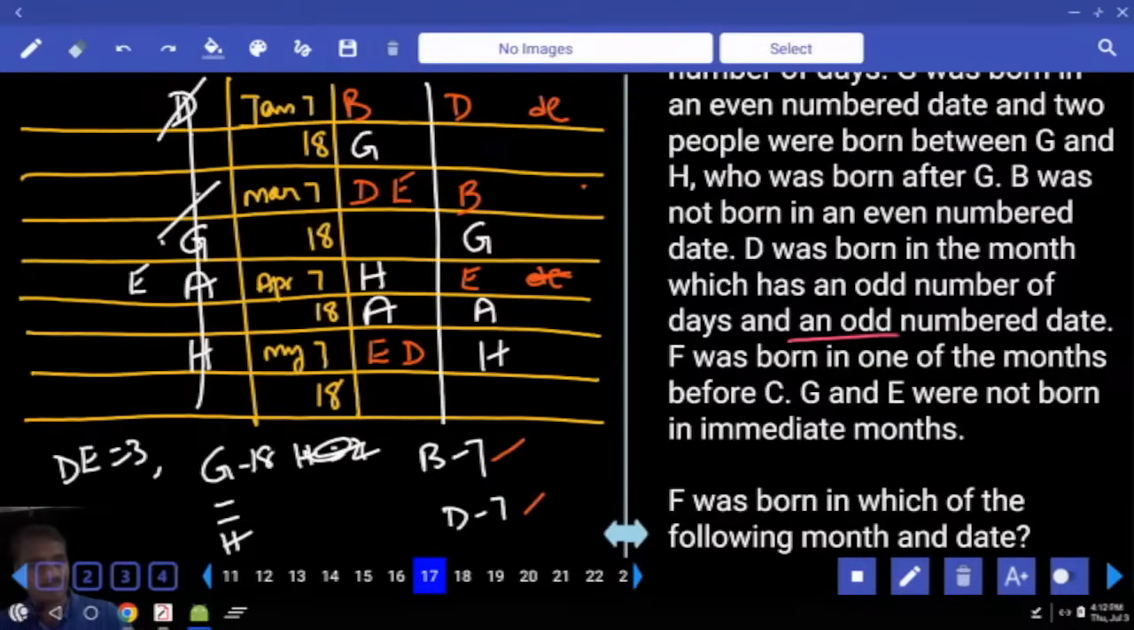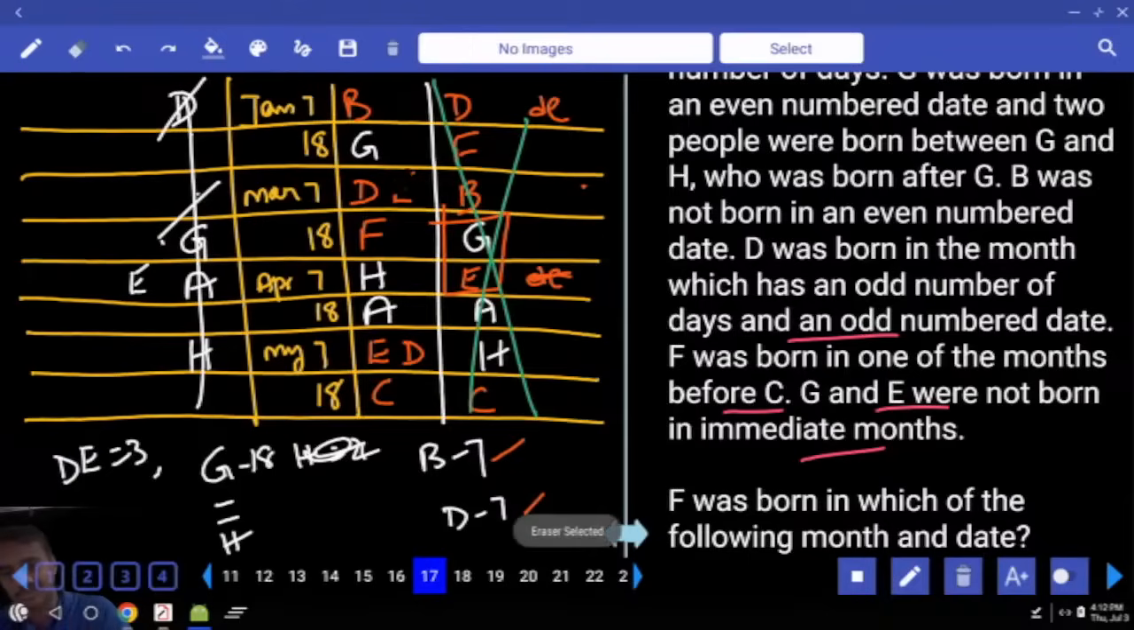And F was born in one of the months before C. Where is this F? F was born in one of the months before C. G and E were not born in immediate months. G and E, March and April, they were born in immediate months. This case is completely ruled out. Now G and E were not born in immediate months, and C cannot be here. Then D is here, then E will be here. Now this is the final arrangement we have.